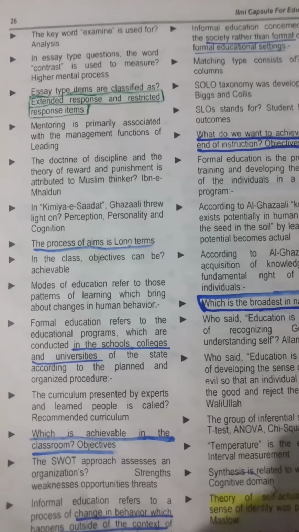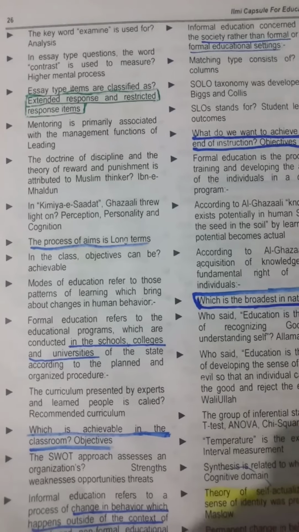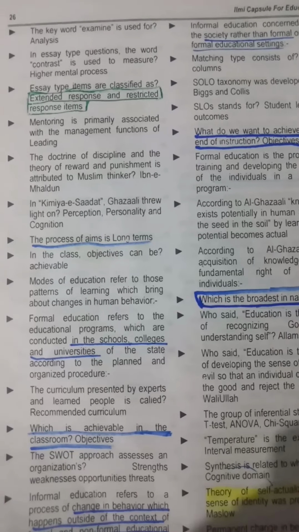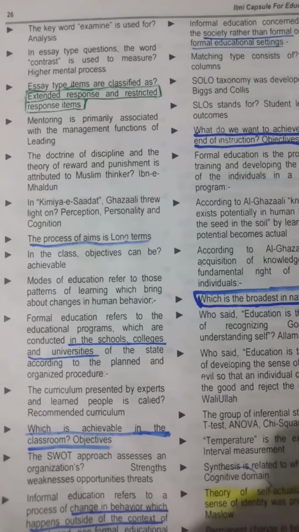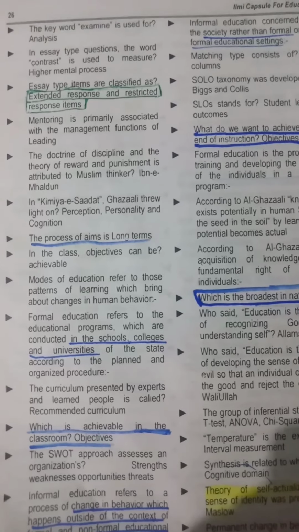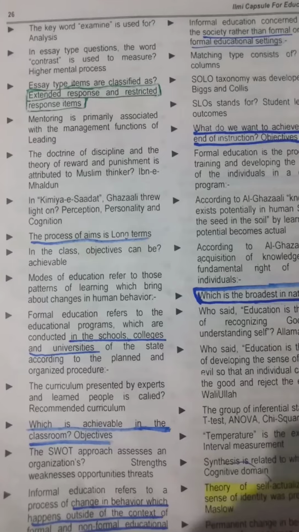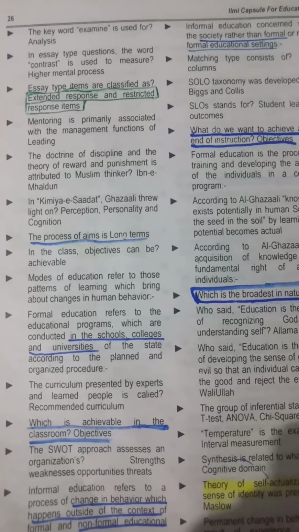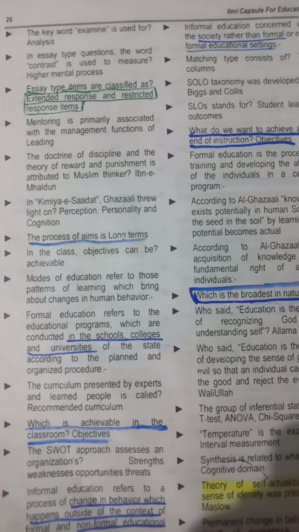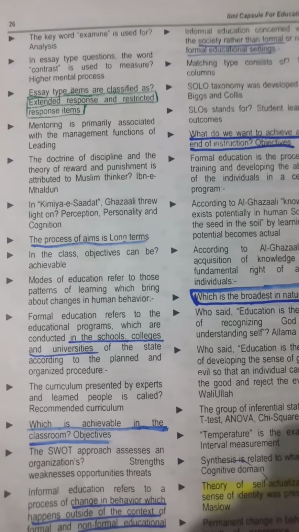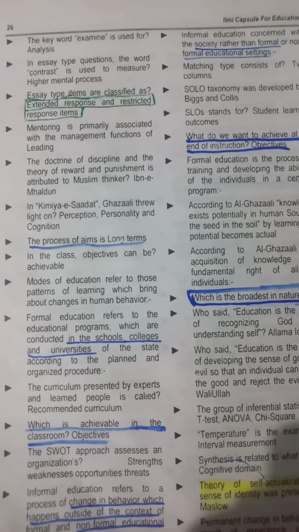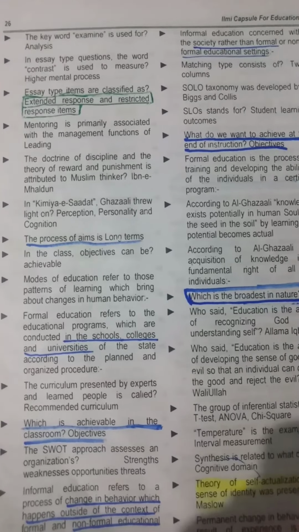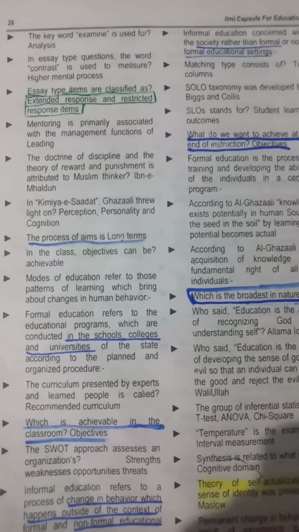In Kimya-e-Saadat, Ghazali threw light on perception, personality, and cognition. The process of aims is long term. In the class, objectives can be achievable. Modes of education refers to those patterns of learning which bring about change in human behavior. Formal education refers to the educational programs which are conducted in the schools, colleges, and universities of the state according to the planned and organized procedure.